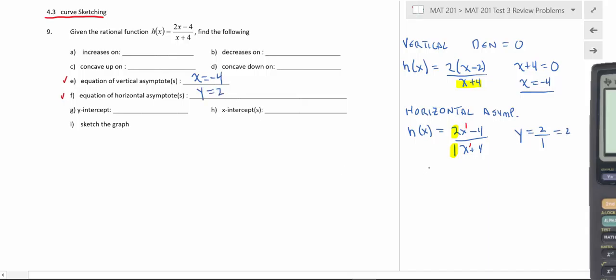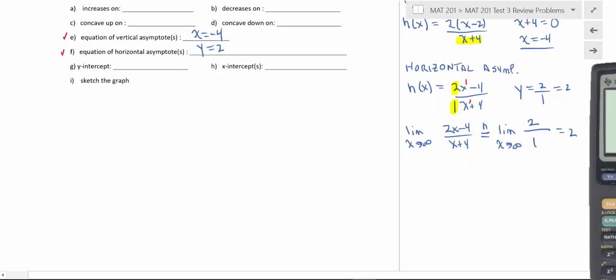If you forget that, you could also take the limit as x goes to infinity of 2x minus 4 over x plus 4. It's really an infinity over infinity limit, so you could use L'Hopital's rule. Taking the derivative of the numerator and denominator, the derivative of the top is 2 and the derivative of the bottom is 1, so you get 2. You can do it that way if you have to, just in case you forget. So we got that.